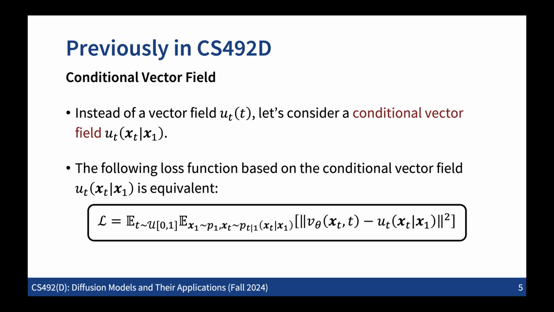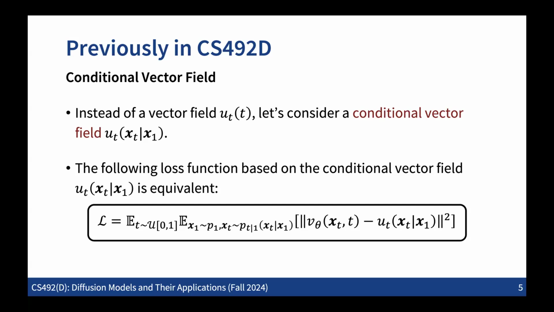So last time we changed the notation, which means that the x1 here is basically one of the samples from the data distribution, right? So conditioned on one of the samples x1, we are thinking of some kind of conditional vector field. And the good thing is that once we consider this kind of conditional vector field, we can see that the regression loss function that we have seen in the previous slide can be converted into this form.